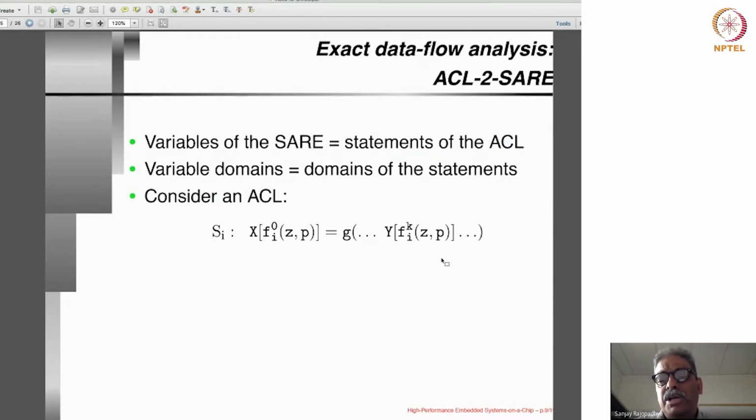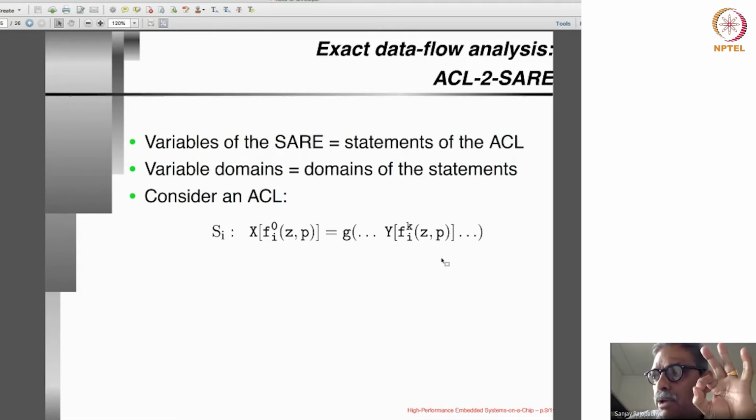So here is a statement in your program, okay? Your compiler is basically going to construct some abstract syntax tree, and then it's going to decorate it and do some analysis and so on. And it has a program representation. In this program representation, you have statements, and each statement is given a unique label S sub I, okay?